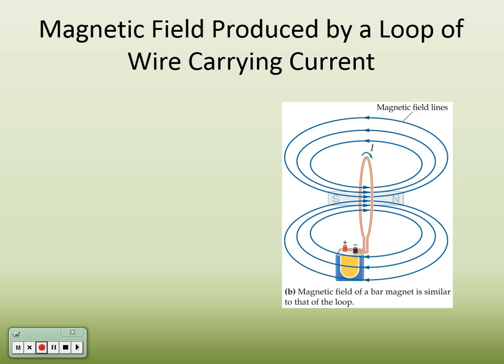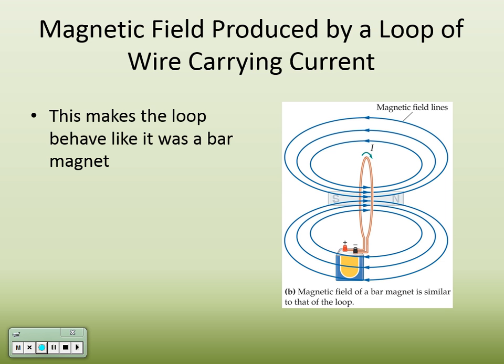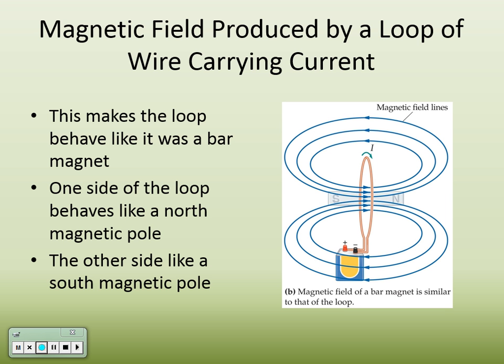Out of the north into the south. So when we take this wire and we have the field that surrounds it, and we turn it into a loop, now this wire behaves almost exactly the same as a bar magnet. So one side of our loop behaves like a pole.